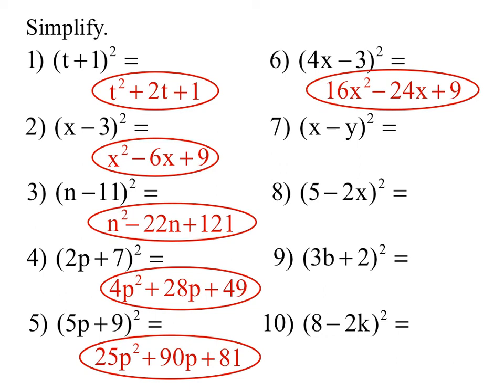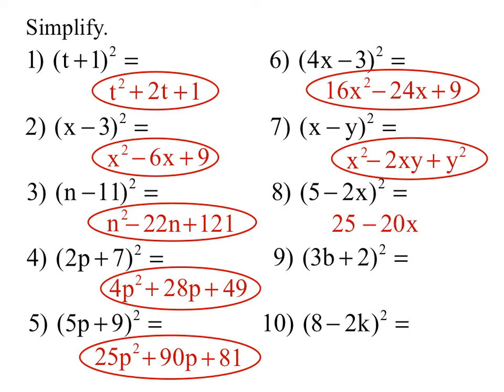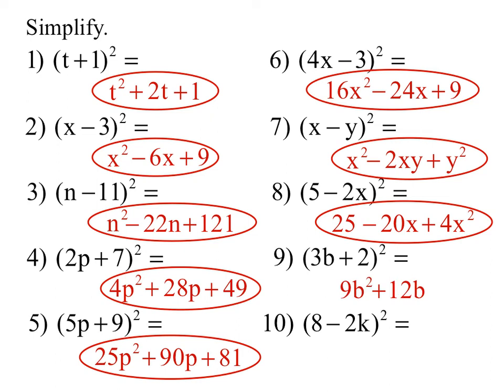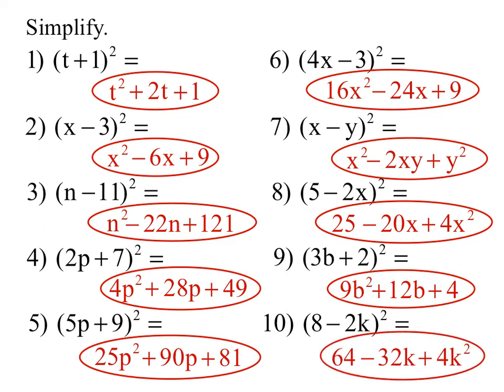X squared minus 2xy plus y squared. 25 minus 20x plus 4x squared. 9b squared plus 12b plus 4. Number 10, 64 minus 32k plus 4k squared.